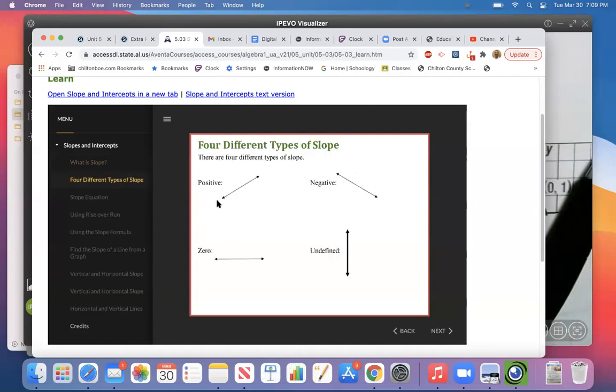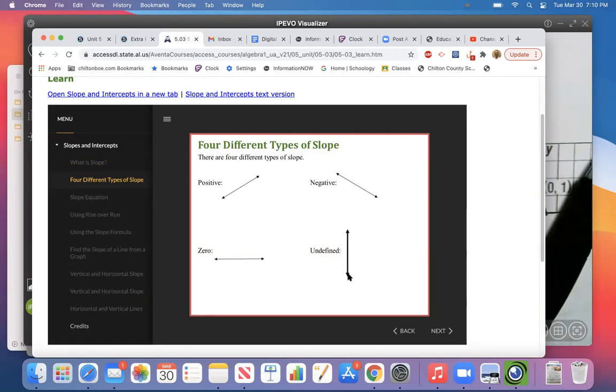The 4 different types of slope are: positive if you go up left to right, negative if you go down left to right, and zero slope because you rise 0, run whatever. Let's pretend you run 4. 0 over 4 simplifies to 0. You have 0 slope.